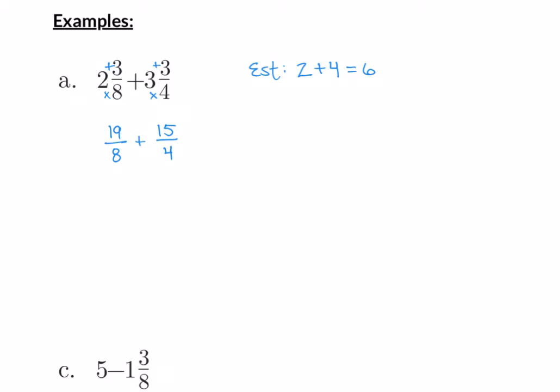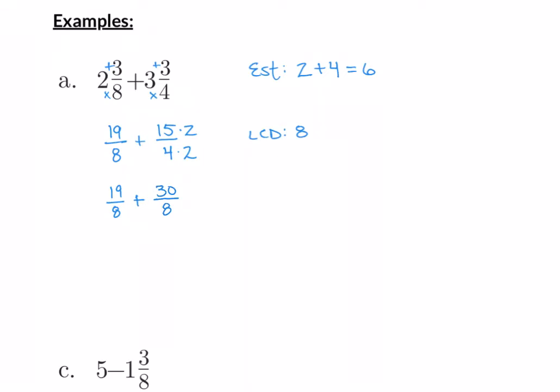Now, since we are adding, we do want to find our least common denominator. And the smallest number divisible by 8 and 4 is 8. So my first fraction will stay the same. My second fraction, to get from 4 to 8, we multiply by 2. We do the same thing to the top and bottom. So we get 15 times 2 is 30. 4 times 2 is 8.